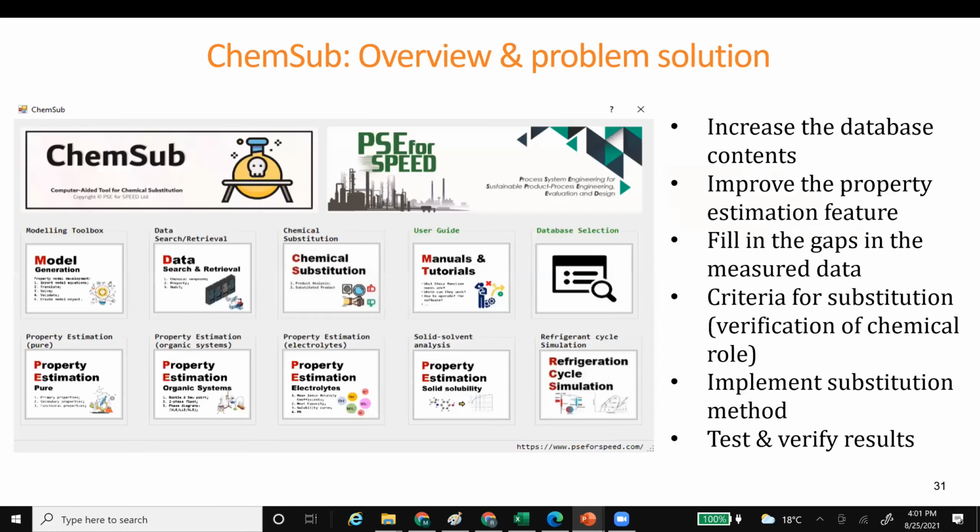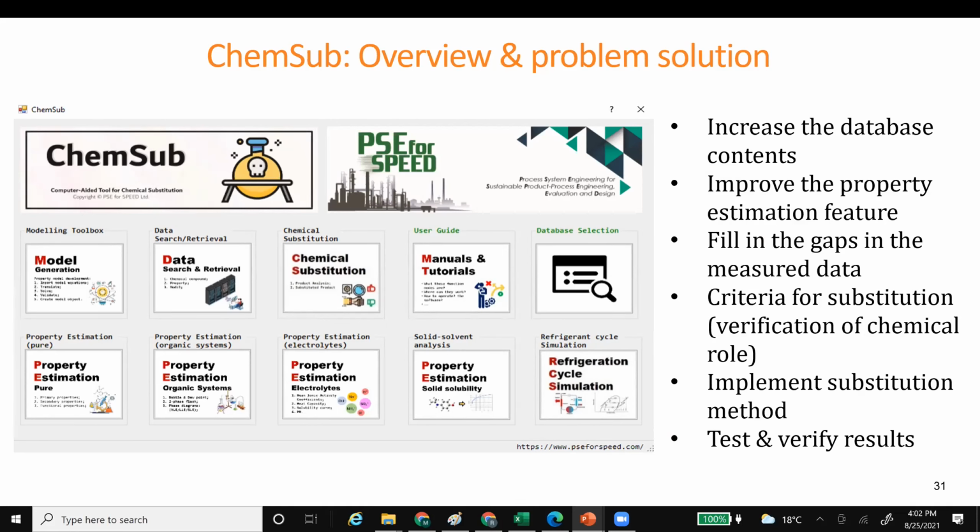So today, what can we do if we have the Chemsub tool? We can increase the database contents, which we need to do continuously, and improve the property estimation feature. There are lots of gaps, we need to fill them. If we cannot fill them with measured data, then we have to fill them with validated property prediction, where we can give an estimate of the uncertainty.